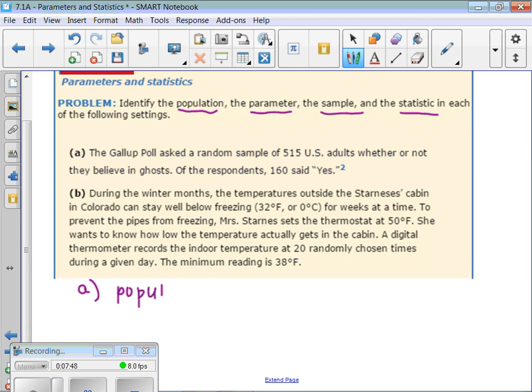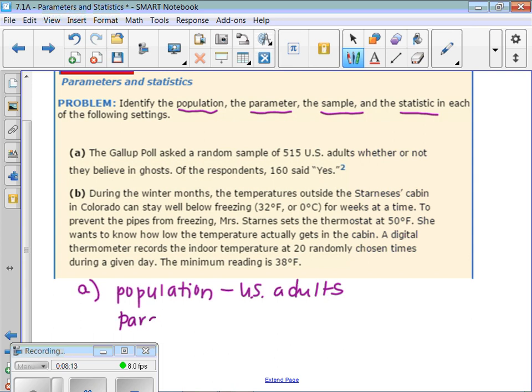So what is the population of interest? Anyone have a guess? Raise your hand. What's the population? What do you think, Mitch? Yep, all U.S. adults. It is not a number. Population is describing who we're trying to find some information about, right? And it'd be the larger group here.